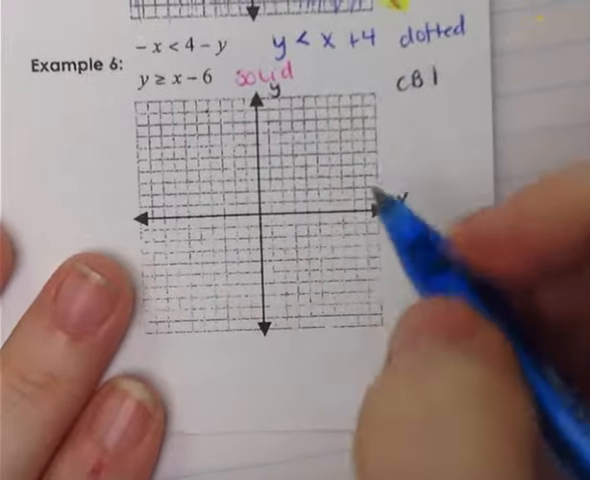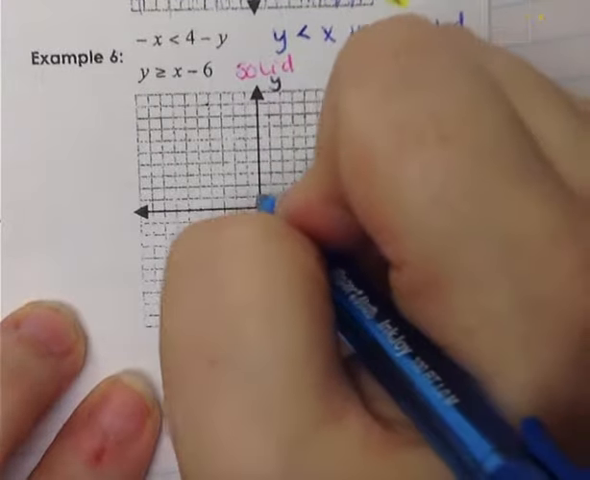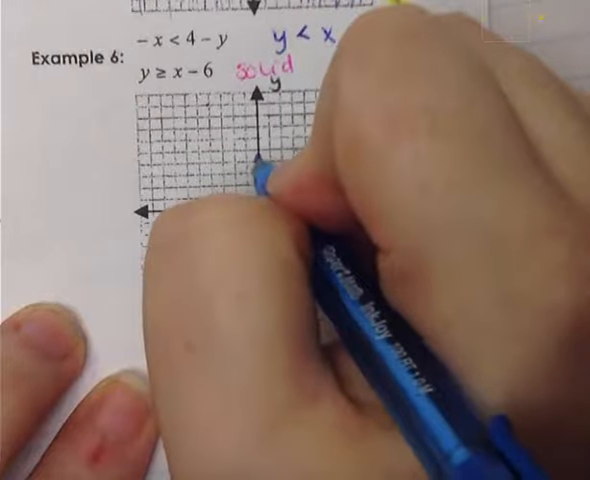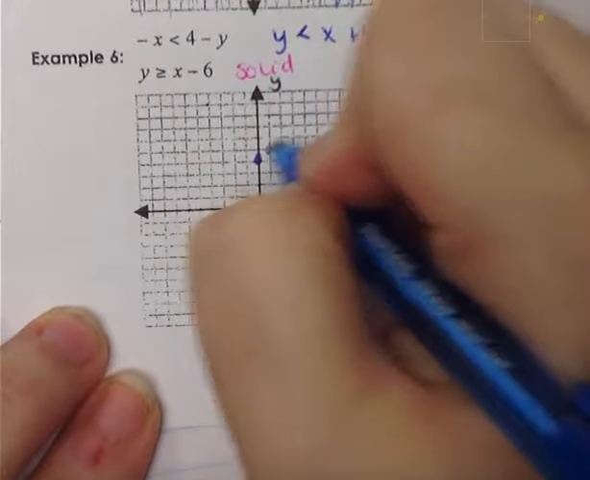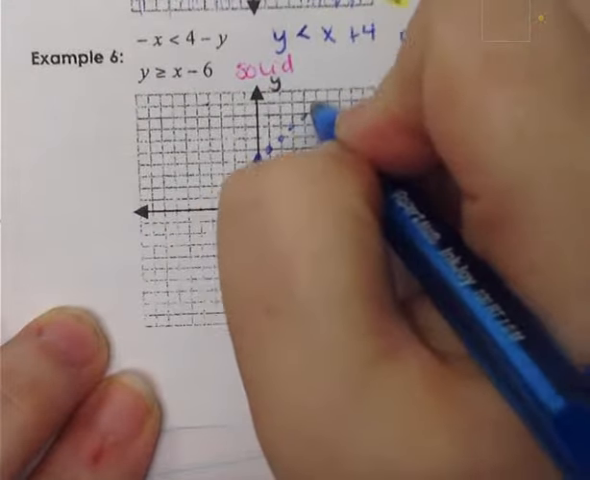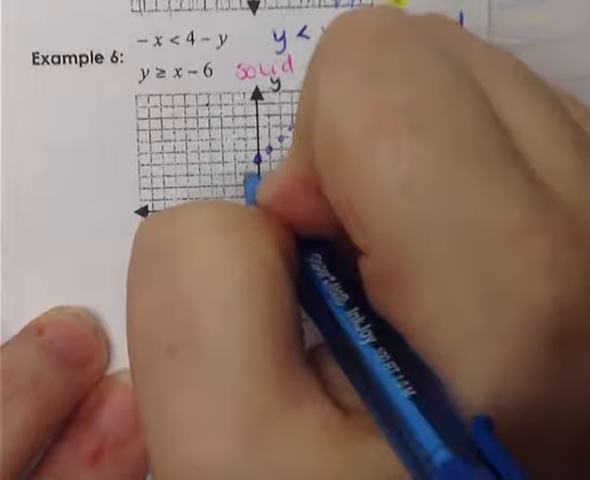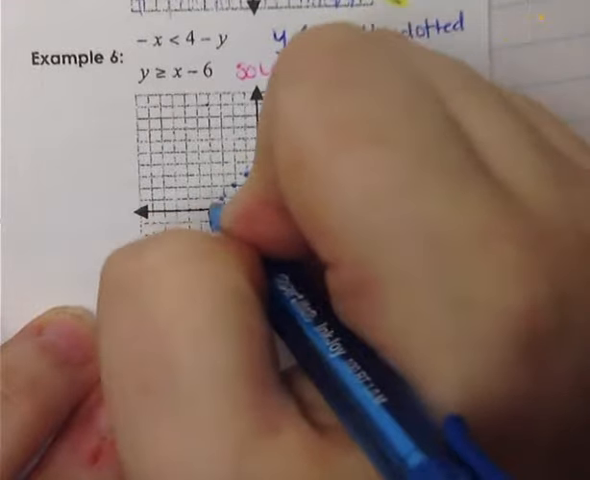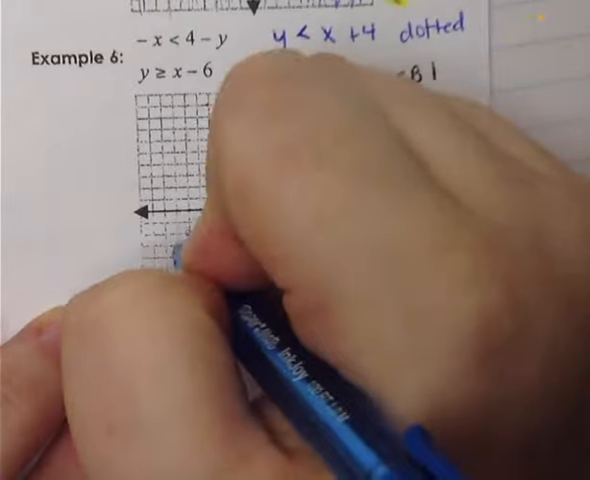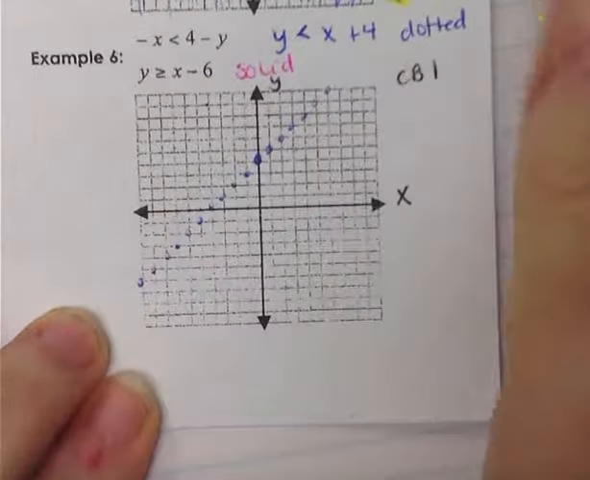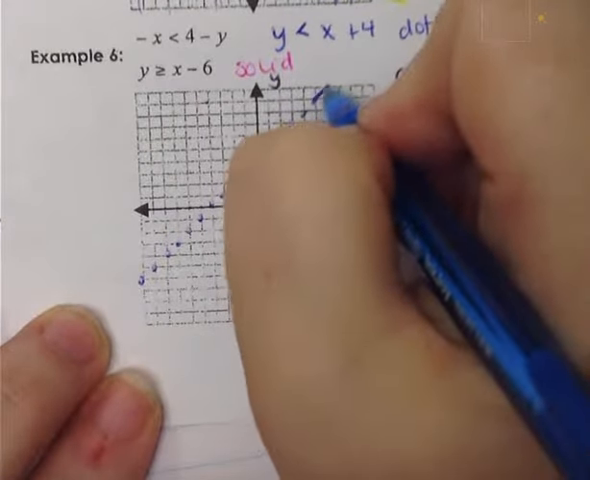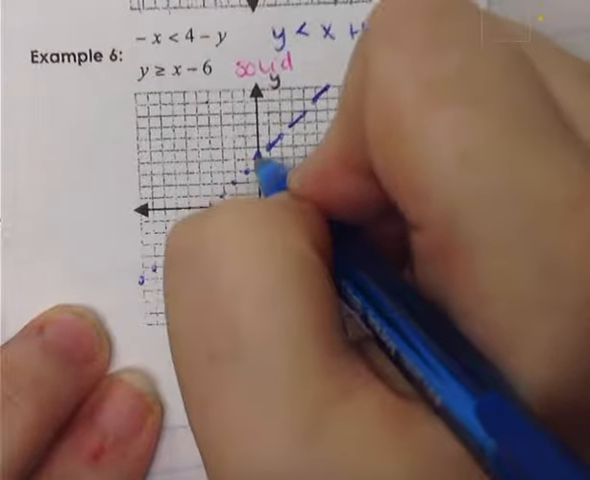Okay, so for the blue, our y-intercept is 4: 1, 2, 3, 4. Our slope is 1, so up 1, right 1. Put as many coordinates as you can, down 1, left 1. We're going to dot this, so I'm going to connect every other coordinate.